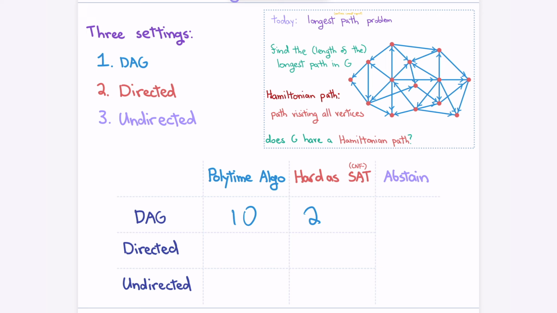Okay. And then what about directed graphs? Who thinks we'll get an algorithm? Yeah. And then who thinks it'll be hard? Okay. And then what about undirected graphs?